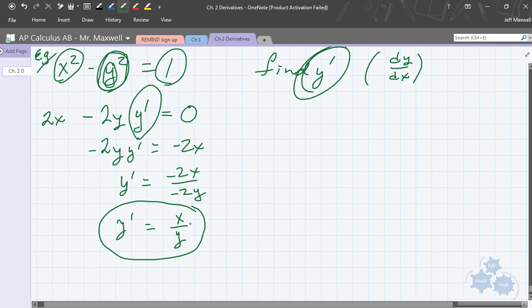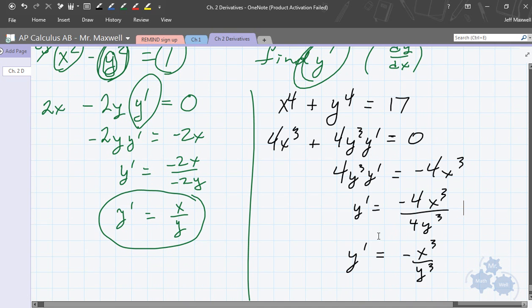Implicit differentiation. Okay? Okay, why don't you do one on your own here? Another example. Okay, why don't you go ahead and take a minute to do that one.